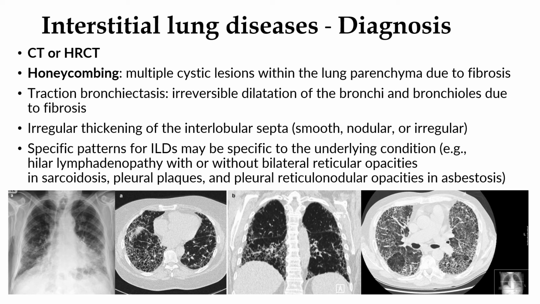Specific patterns for ILDs may be specific for the underlying condition. For example, hilar lymphadenopathy with or without bilateral reticular opacities in sarcoidosis, pleural plaques, and pleural reticulonodular opacities in asbestosis. Here you can see we have X-ray, also CT scan.